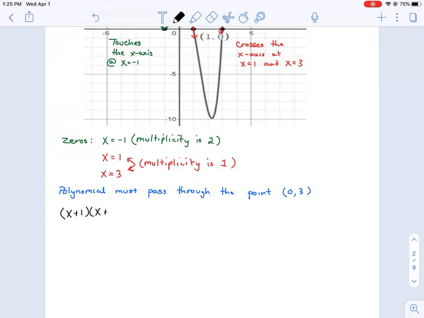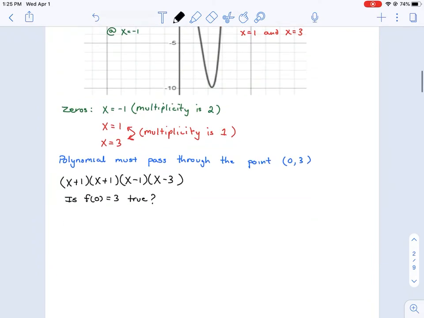Alright, so x plus 1 has a multiplicity of 2. So I'm going to write both factors out, x plus 1, x plus 1, and then x minus 1, because x equal 1 has a multiplicity of 1, and this is going to be x minus 3, since 3 has a multiplicity of 1 also. And so now you have to ask yourself, is f of 0 equal to 3 true? Because if it is, we can go ahead and multiply those binomials out and be done.